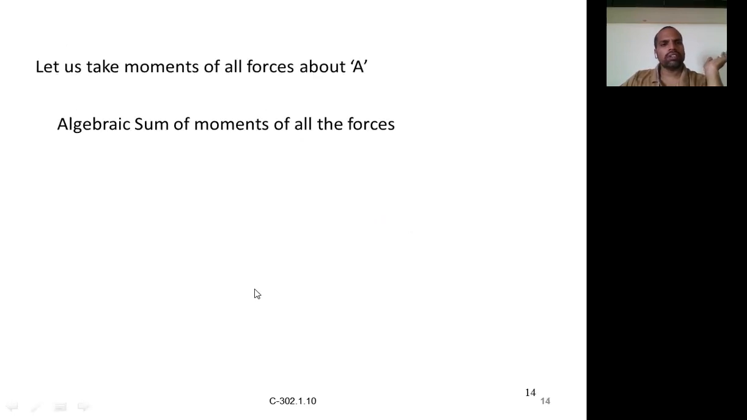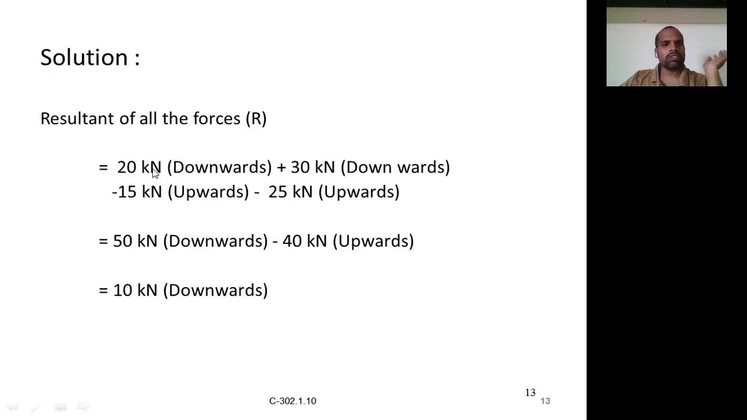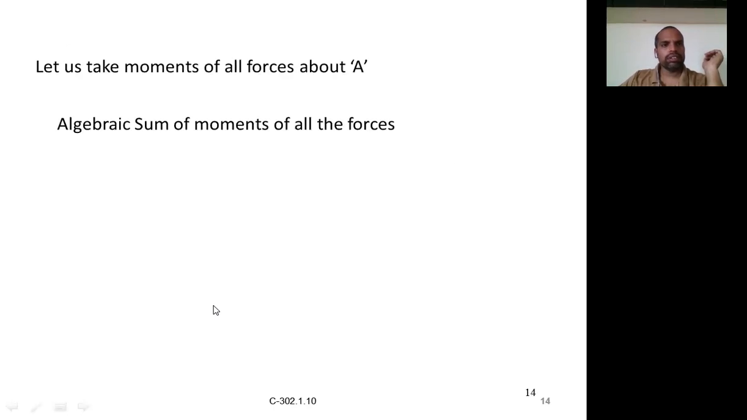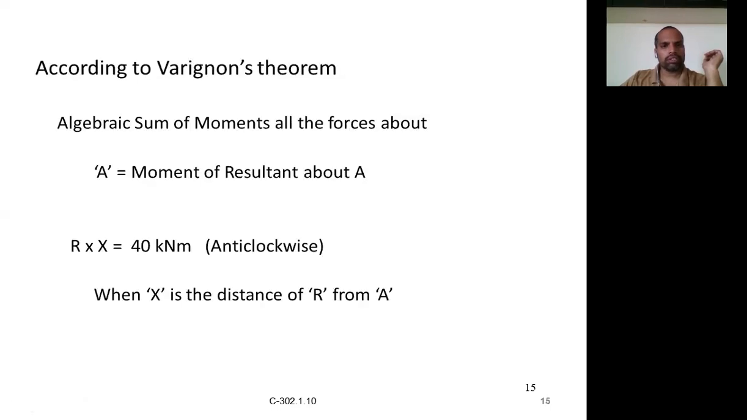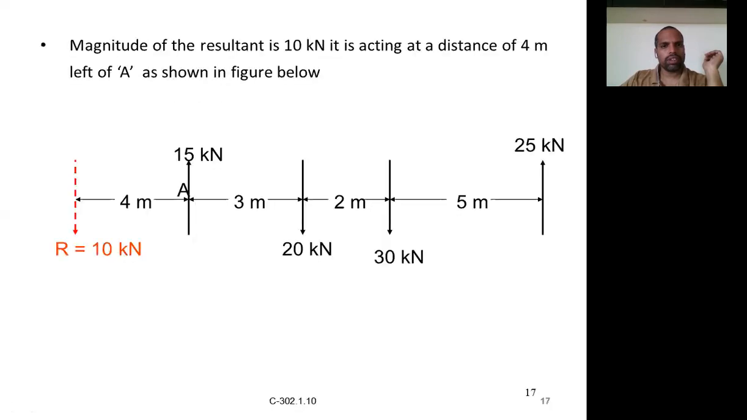Already we have discussed that. They are put into one place: 20 plus 30 downward, 15 plus 25 upward forces. The difference of these two will give us the resultant. Obviously, which direction? It will be in the downward direction. We need to have a diagram, because it's difficult to understand. So now this is the force system.